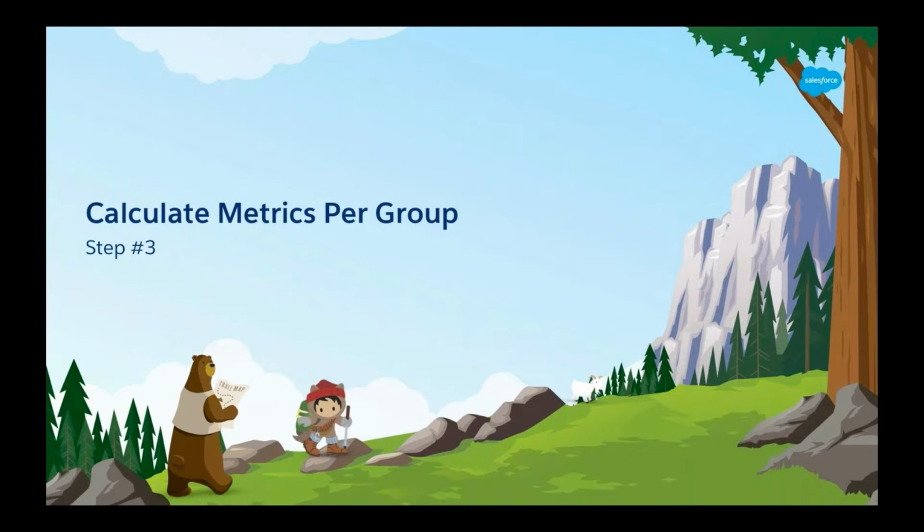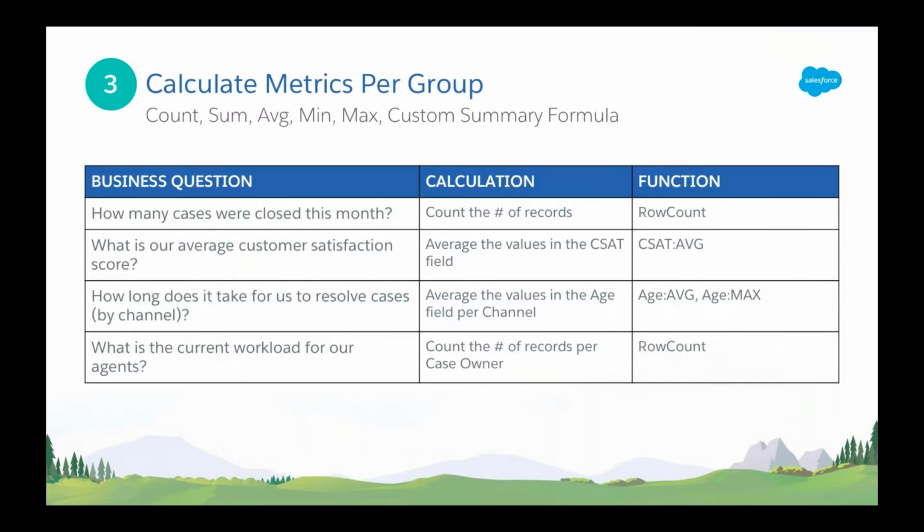Now, step 3 in creating that report is, now that we have the right format, let's just calculate those metrics. Again, for those 4 business questions, a lot of these, such as how many cases were closed this month, it's just counting how many records were closed this month, so that's just a simple row count. For the average CSAT score, it's just taking the average of the values in that custom CSAT field.